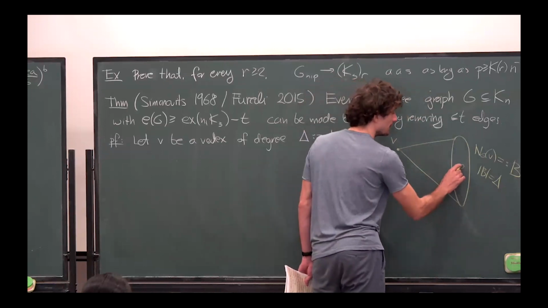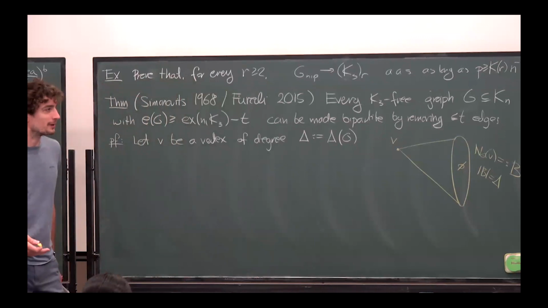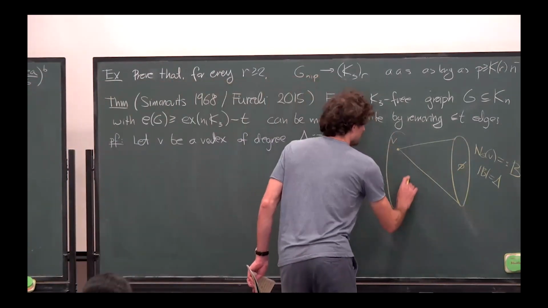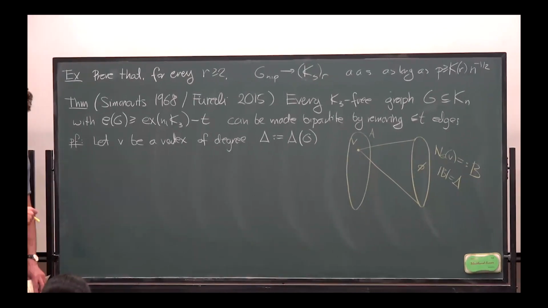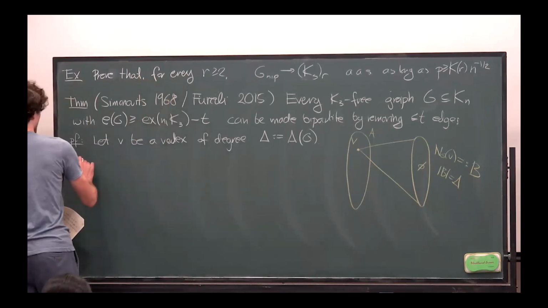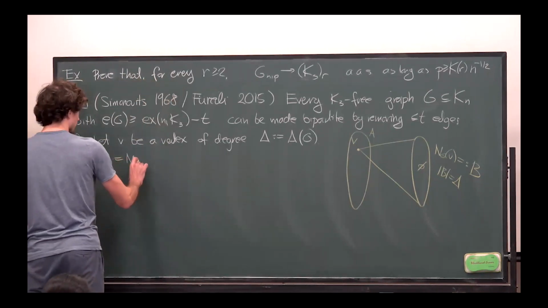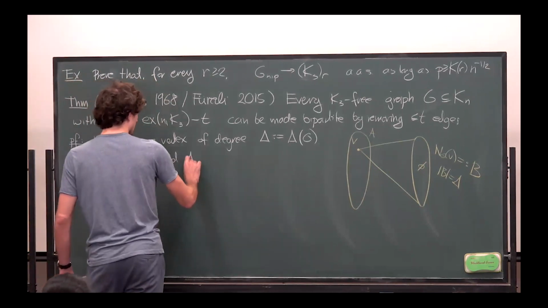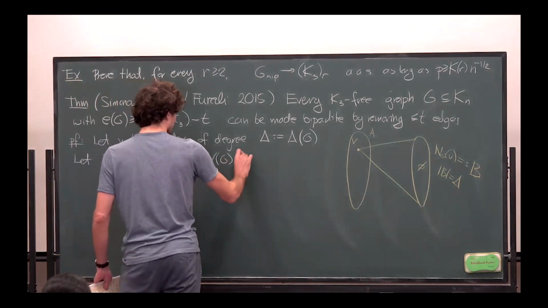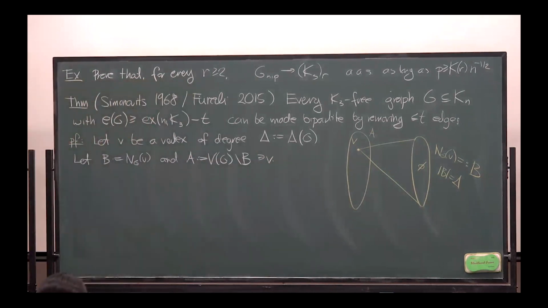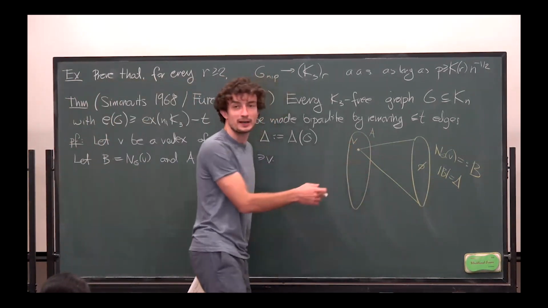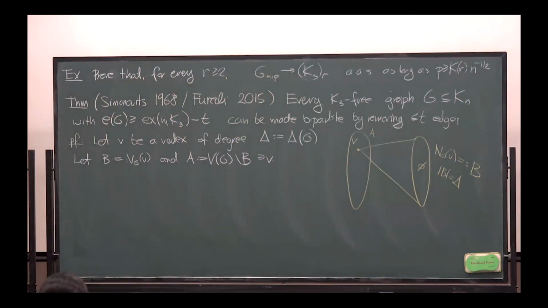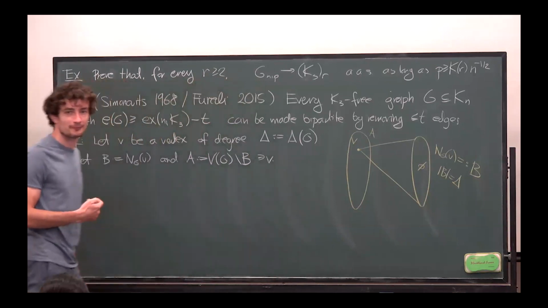Also note that the graph has no edges inside the neighborhood because it's triangle-free. The remaining vertices I'll denote by A, so in particular v is one of the vertices which is not a neighbor of v. So let B be the neighborhood of v, and A be the vertices not in B, which in particular includes v. Now the important observation is that every edge in the graph has at least one endpoint in A, because B has no edges inside.